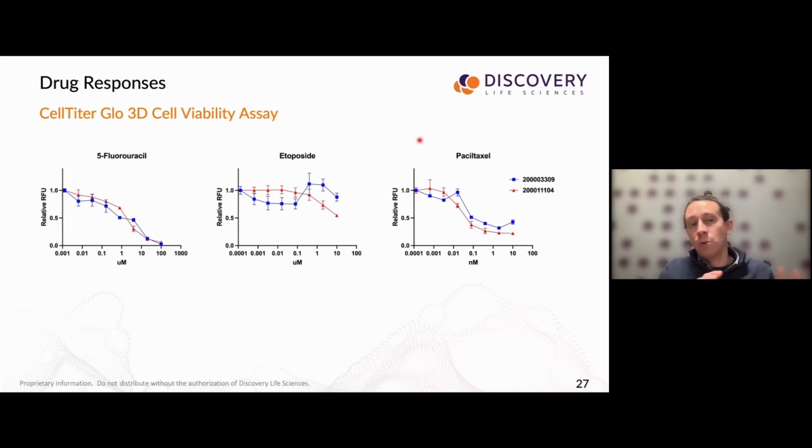These tumoroids were allowed to grow for 7 days in the presence of these various doses, at which point we measured ATP using the CellTiter-Glo model.